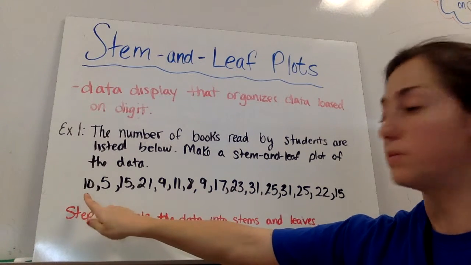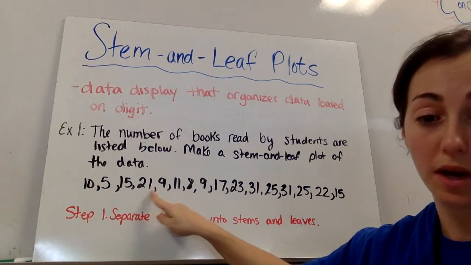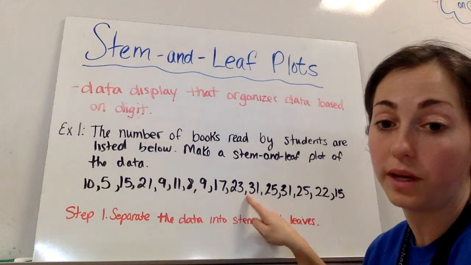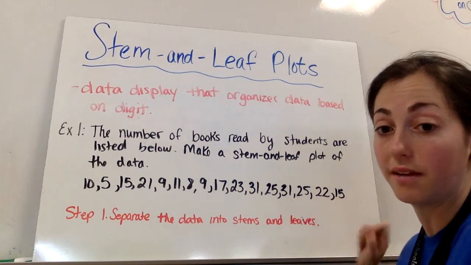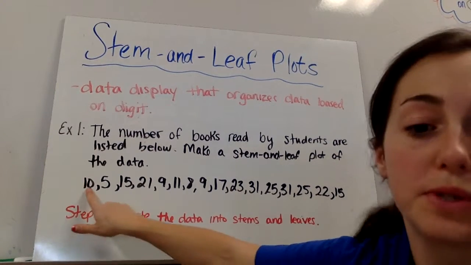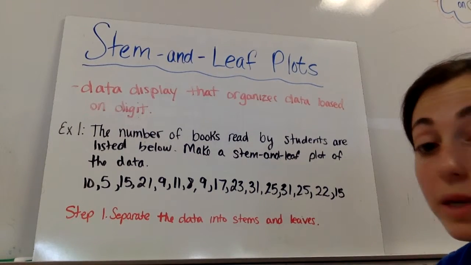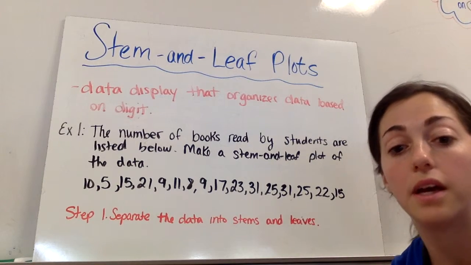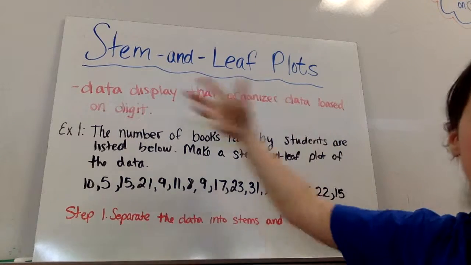So, I have these numbers. I want to look at all of them. 10, 5, 15, 21, 9, 11, 8, 9, 17, 23, 31, 25, 31, 25, 22, and 15. These are the number of books read by each student. So one student read 10 books, one student read 5 books, and so on. This is horrible to look at. It's hard to analyze, it's hard to ask questions about it. So we're going to make a stem and leaf plot to organize the data based on the digits.